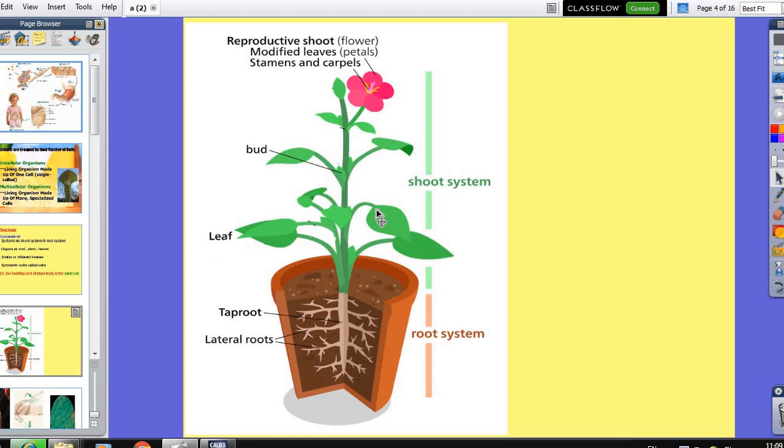So I have here two types of cells. I have the plant cell and the animal cell. Okay, so does our body, the human body, belong to animal cell or plant cell? Yeah, that's right, animal cell.